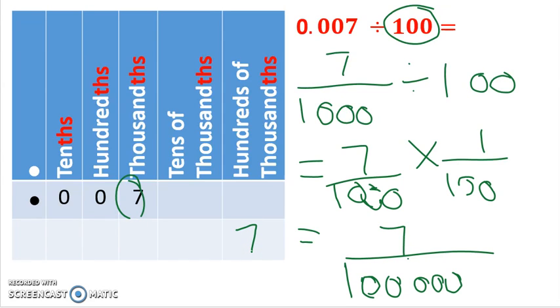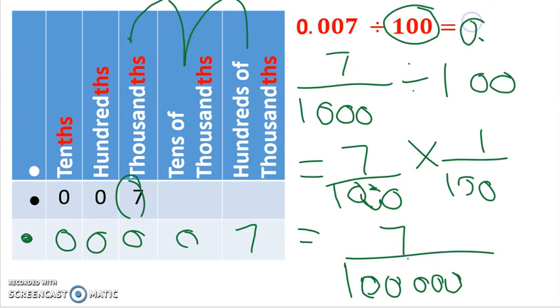So the 7 is moved from the thousandths column 2 place values over. So I would need to fill up all of these values 1, 2, 3, 4 with zeros. So I'm getting 0.1, 2, 3, 4, and then 7.